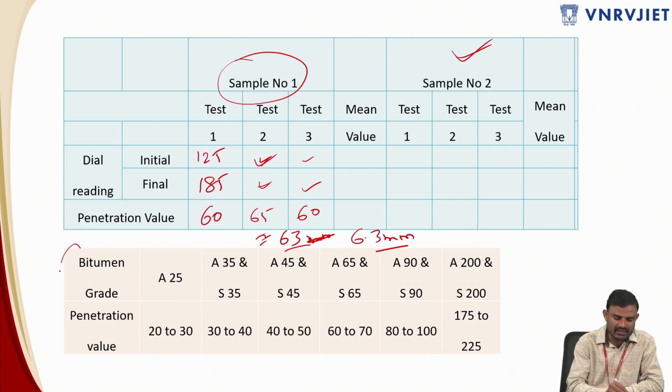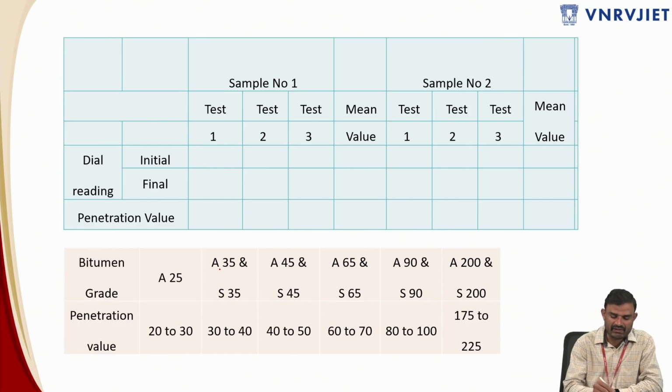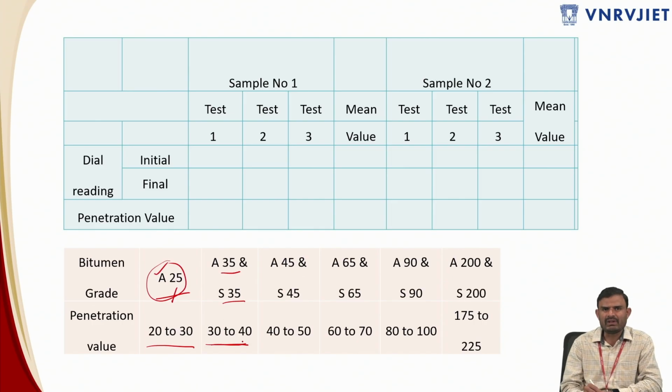Here are the penetration grades. In Indian conditions, we have different grades represented according to availability. The A stands for Assam Petroleum, the source of origin for the bitumen being Assam. In this case it is A25, where the penetration value is 20 to 30, so the average value is 25. Similarly, from the Assam region you have a 35 grade. If it is from any region other than Assam, it is represented as S. Again, the 35 means the penetration value will be 30 to 40, and the grade of the bitumen is 35.